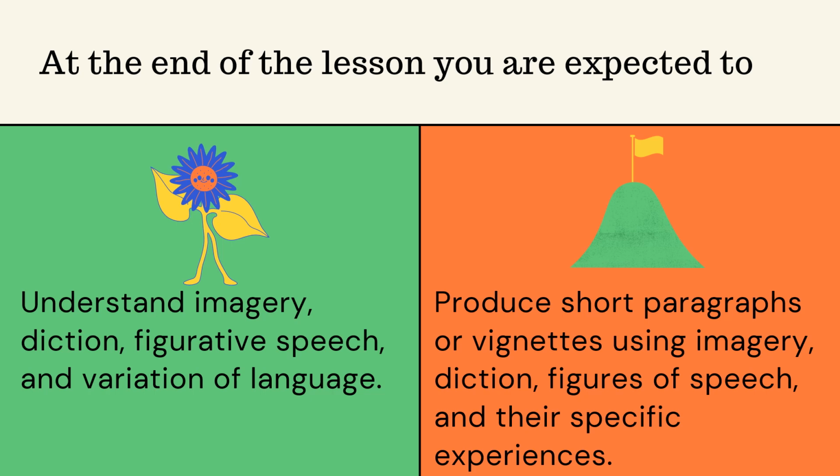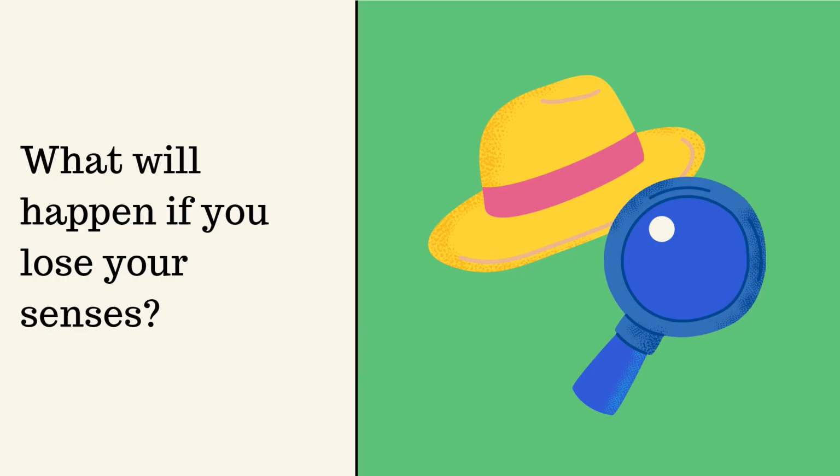Alright, I believe I already made it clear that at the end of this discussion, since this is a creative writing class, you are to write something, right? You are to write a vignette, which I am going to discuss further as we go along. We have already talked about what will happen if you lose your senses. Some of you said that we're not going to be able to see anything, feel anything, we're going to be numb. And if we lose all of this, that means you're already dead, right?